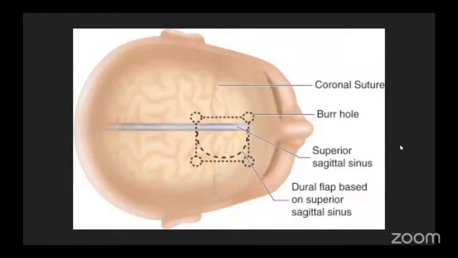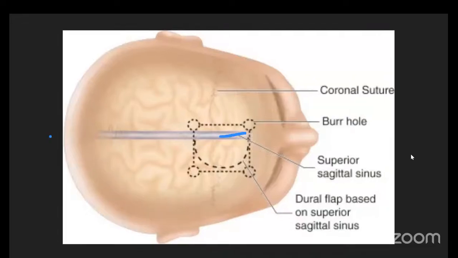Let me see. This is the other option that I was talking about. So the superior sagittal sinus. And the other option is, this is the coronal suture.